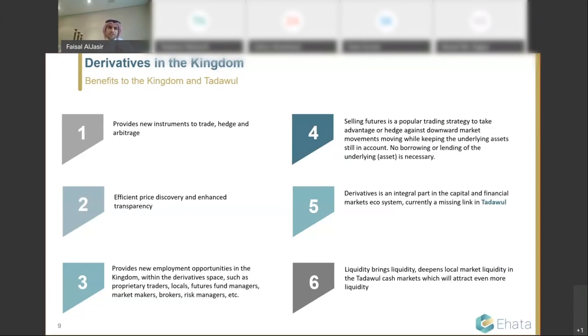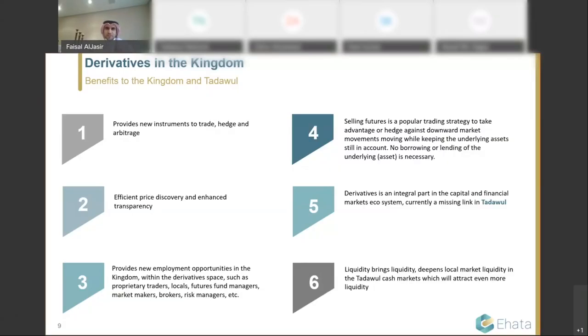And hedgers enter into this market to reduce risk by fixing the price. Speculators take risk and bet on the market, and hence they are subject to losses or gains. And arbitrageurs normally take short-term offsetting positions to lock in riskless profits.